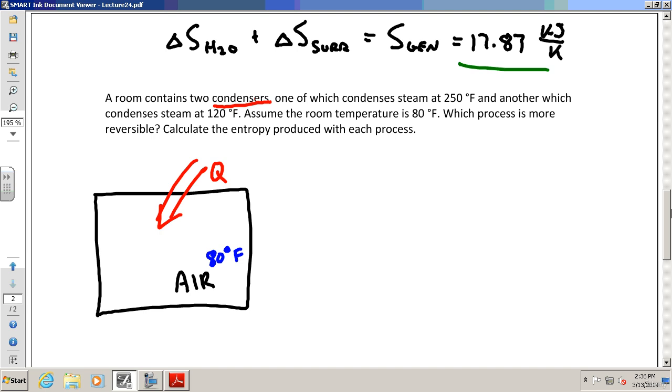Now, it says it condenses steam at 250 degrees Fahrenheit because when you condense something, you're changing phase. Remember that, right? You're going from vapor to liquid, right? When you change phase, you don't change temperature. That whole thing is always 250 Fahrenheit, okay?